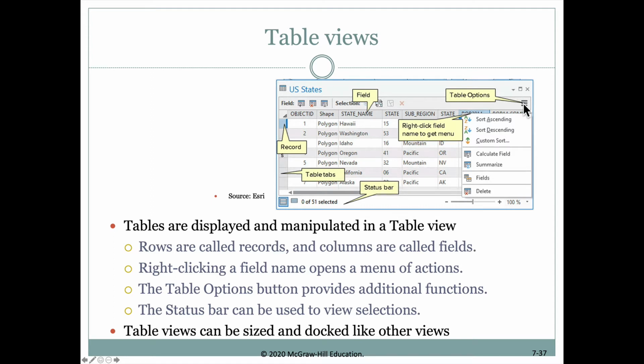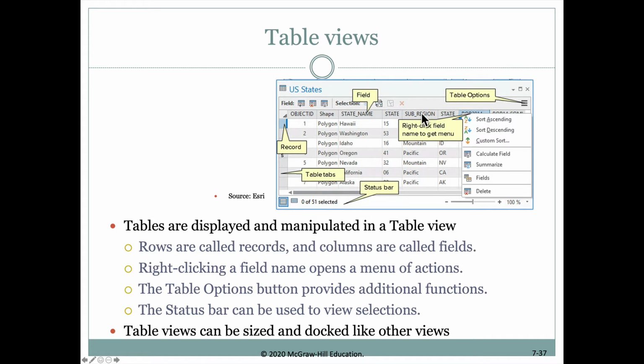We also have table options where we can look at other options for viewing the table. And we also have a status bar. In this case, it's showing that we haven't selected any of these states. 0 of 51 are selected. And this is probably 51 because it probably also includes Washington, D.C. in addition to the 50 states.